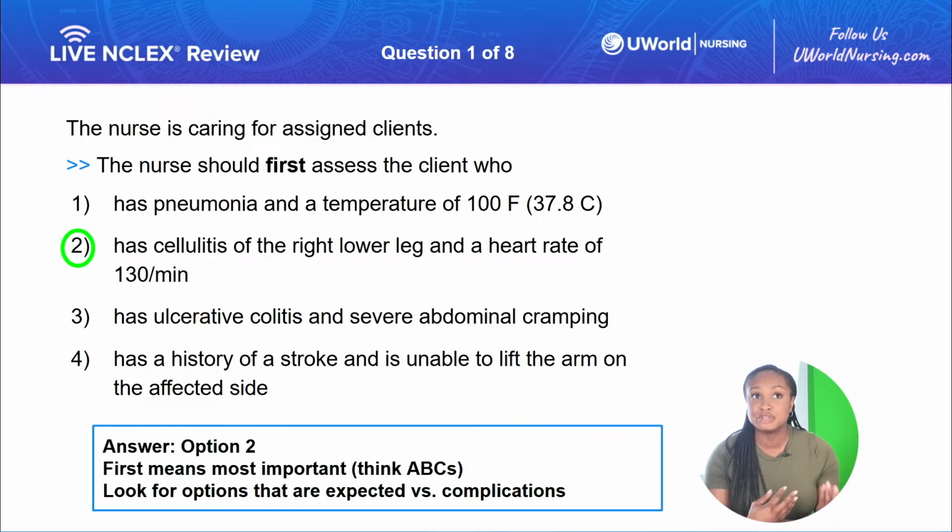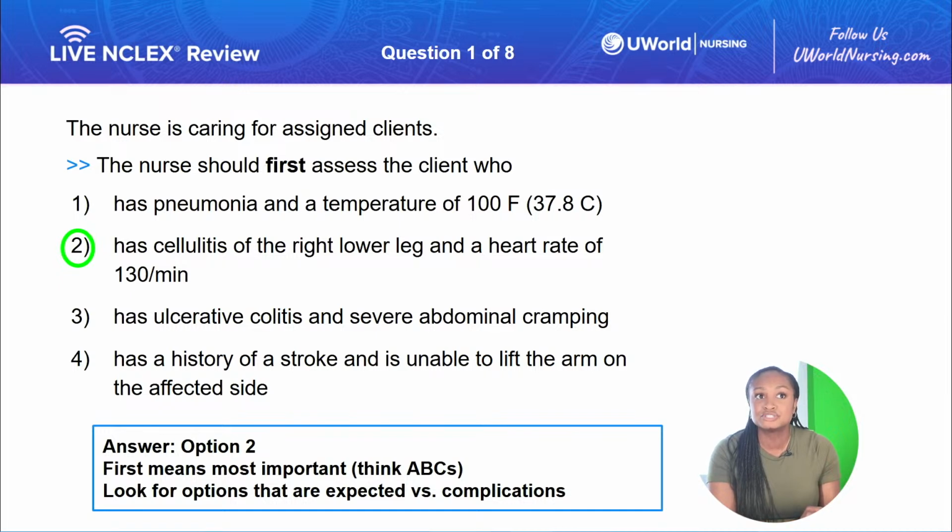Having a client with pneumonia and a temperature of 100 degrees Fahrenheit, this is to be expected. That 100 degrees Fahrenheit is an expected finding. It's a low-grade fever. It's not a high fever. So something that we would continue to monitor, but not a priority at this time.